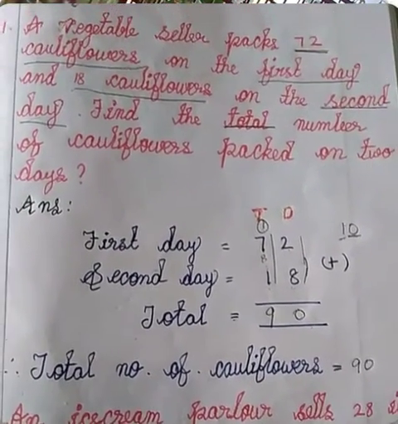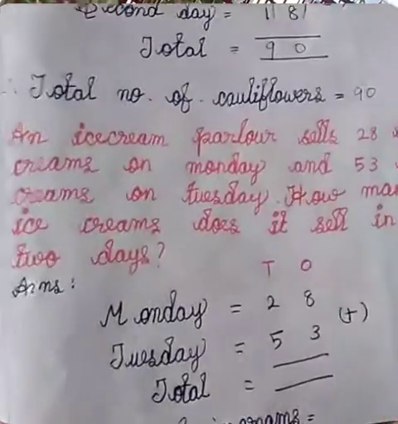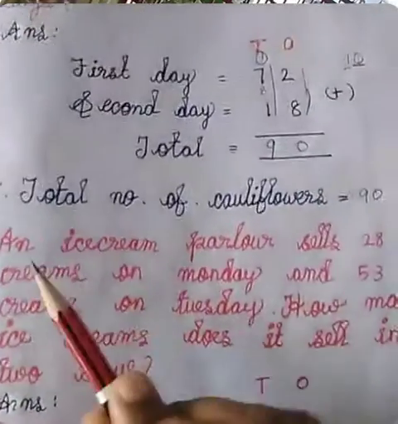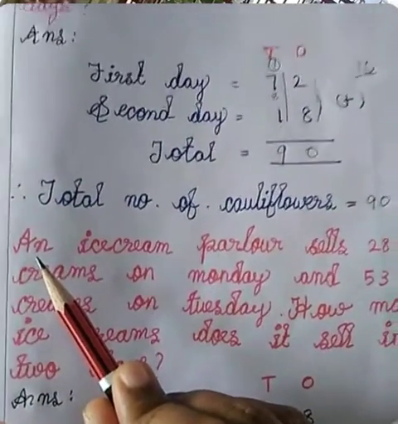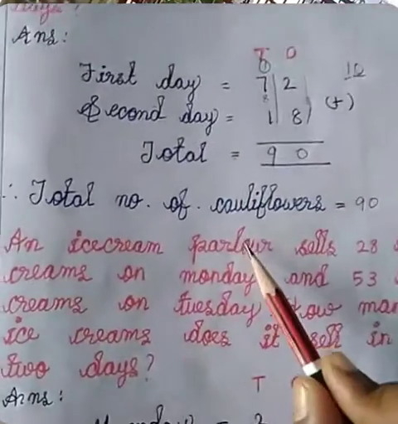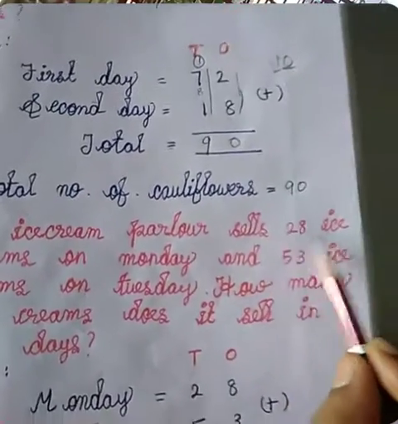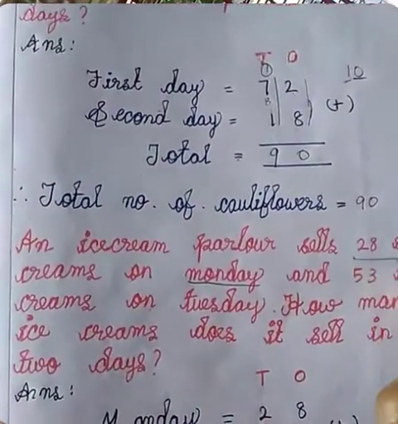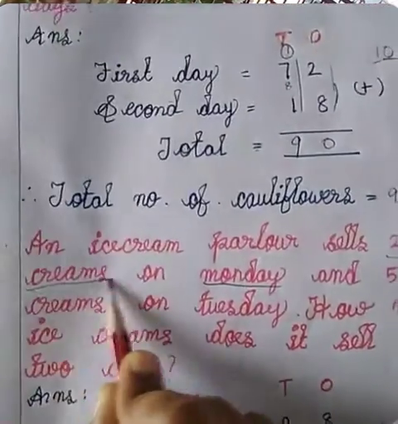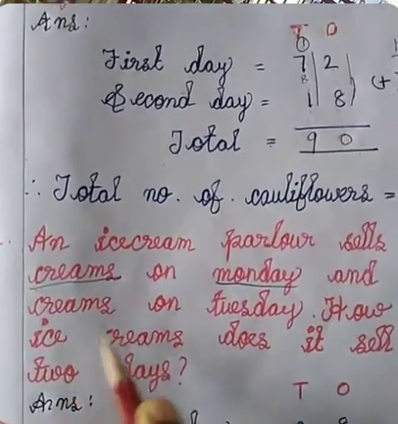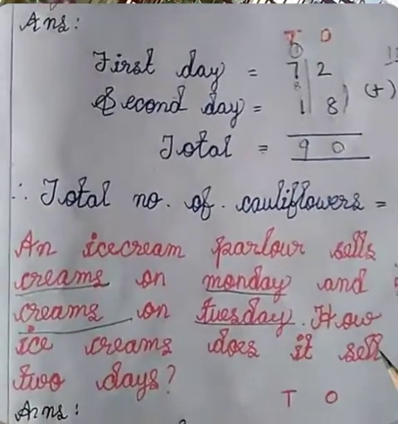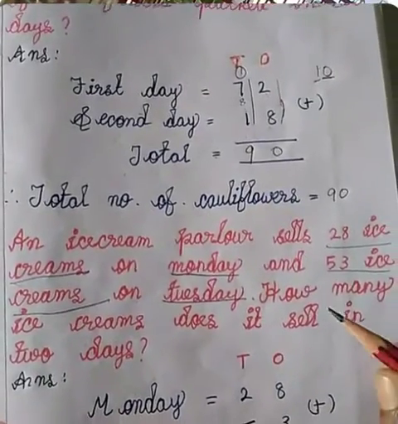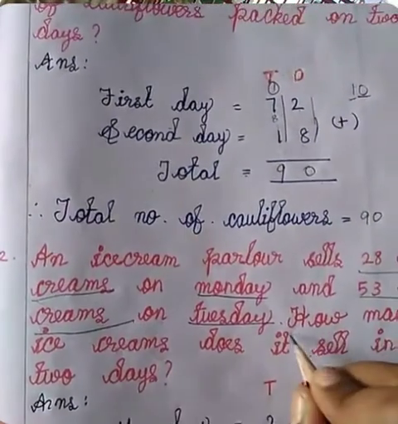Okay, I hope all are clear about that. See the second sum. An ice cream parlor. I hope all of you like ice cream very well. An ice cream parlor sells 28 ice creams on Monday and 53 ice creams on Tuesday. How many ice creams does it sell in 2 days? You have to find how many.